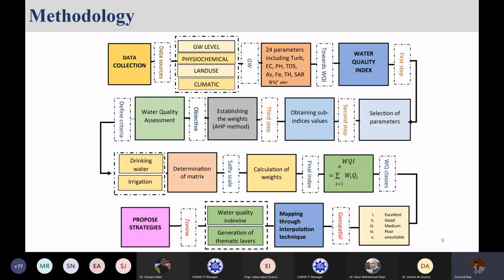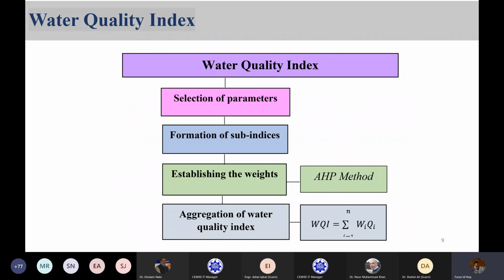Here is the flow chart, the framework of methodology for the research work, starting with data collection and moving towards computing the index by establishing the weights through the AHP method, and then the mapping. First of all, it is the simple structure for the water quality index. The water quality index is a dimensionless number that expresses the water quality of a water body in a single form by aggregating the measurements of different parameters.